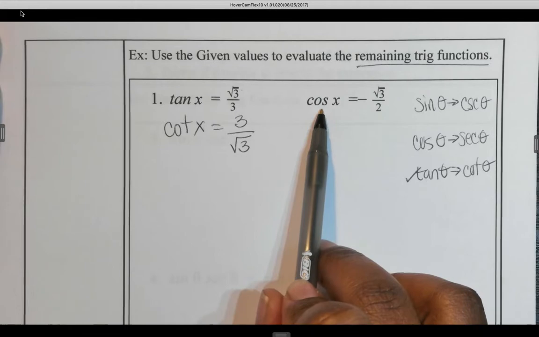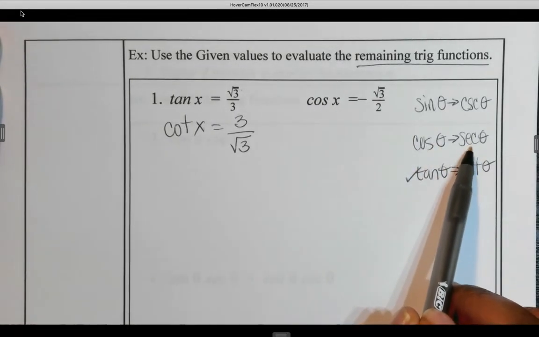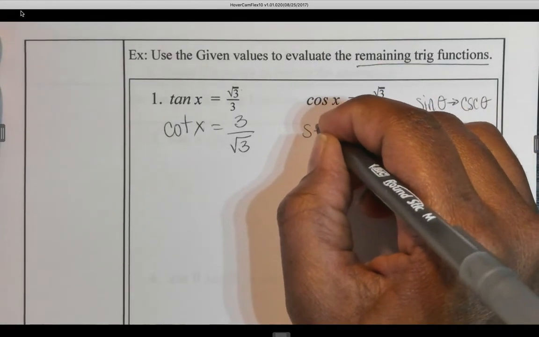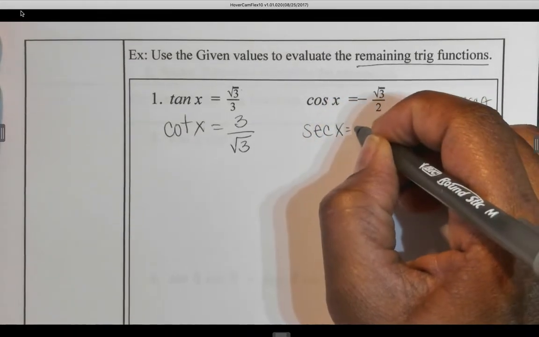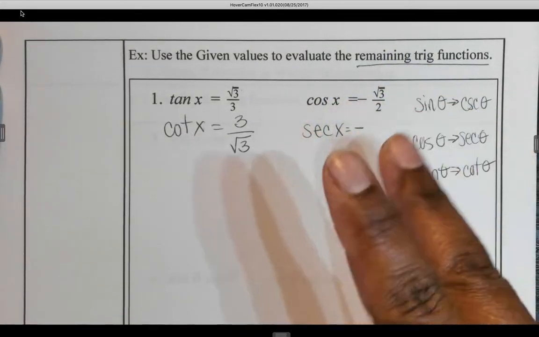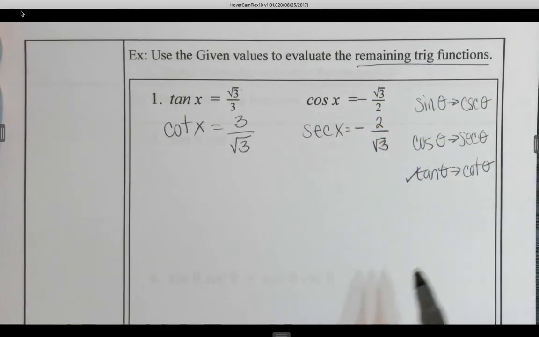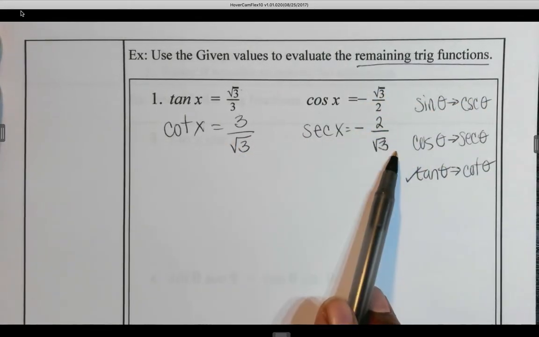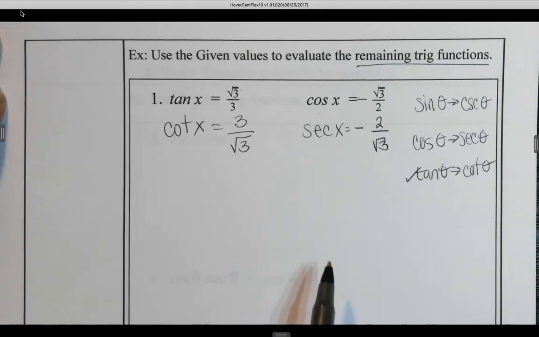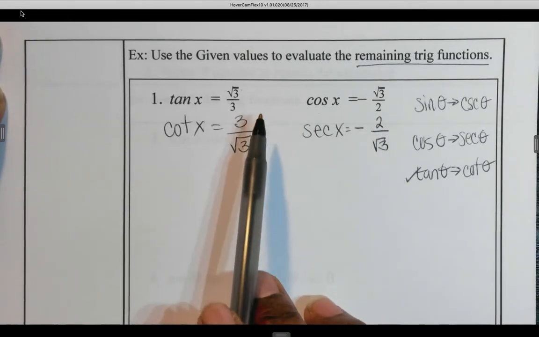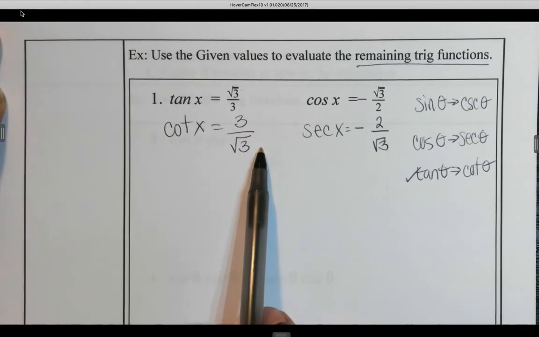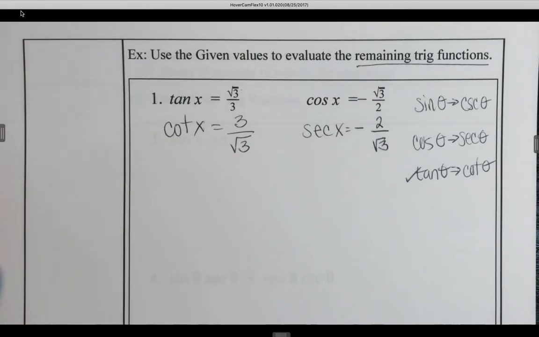Same thing with cosine. I know cosine, which means I can find secant. So secant, again, is the reciprocal of cosine. So it's still negative. It's just the numerator and denominator are switching positions. I'm going to put 2 over square root of 3. Now, you can rationalize these denominators, but it's not required. So I'm going to just move on. But if you wish, you could multiply numerator and denominator by square root of 3 and get a nice rationalized denominator.